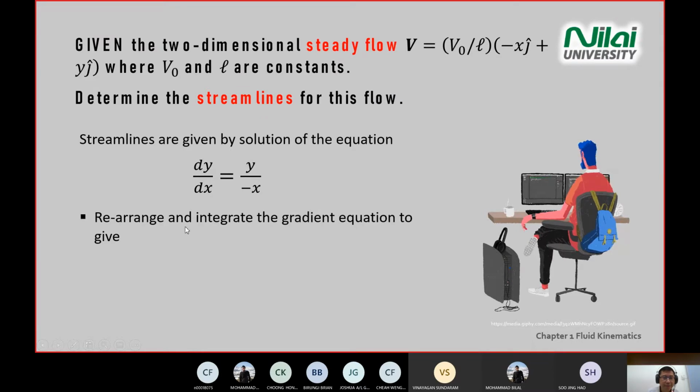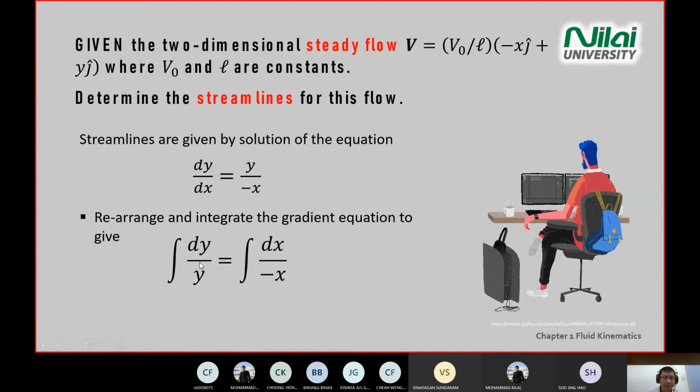So in this case, we have this form, dy divided by y. Why is there a divide by y? Because of y divided by x; you rearrange this equation and you get this form. So we have integration on both sides. This is a mathematics equation. If you don't know how to integrate, go and read your mathematics handbook. Okay.